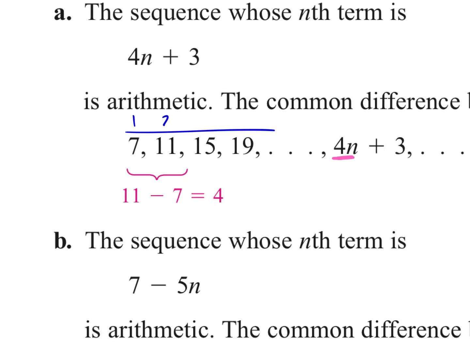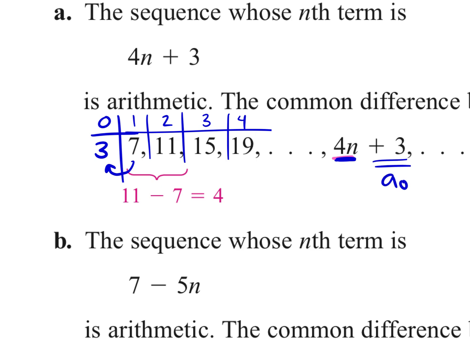Here, our first term was 7. Our second term is 11. Third is 15. Fourth is 19. What do you think I would have to do to find my 0th term? Subtract 4. So I would subtract 4. We would get 3. So notice how my equation here is 4, which is my common difference, times n, plus 3. So that's plus our 0th term.